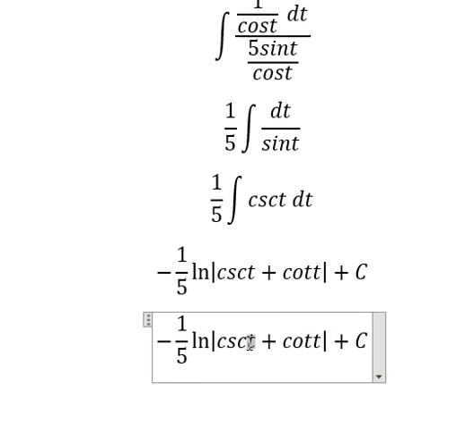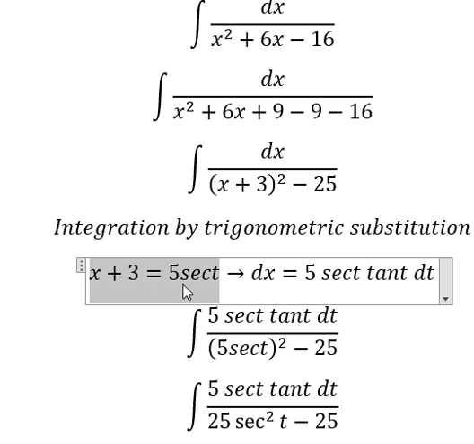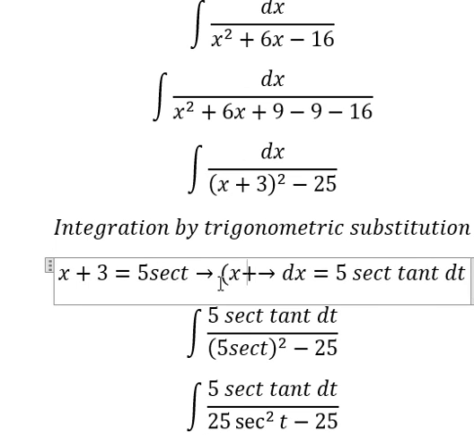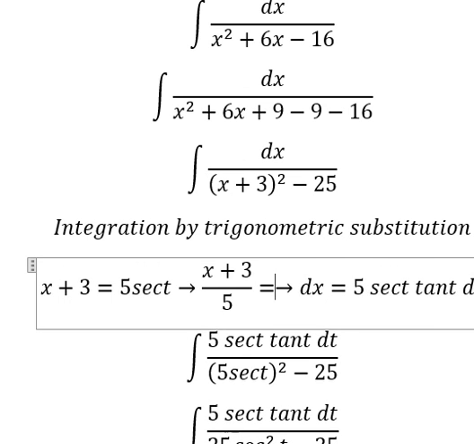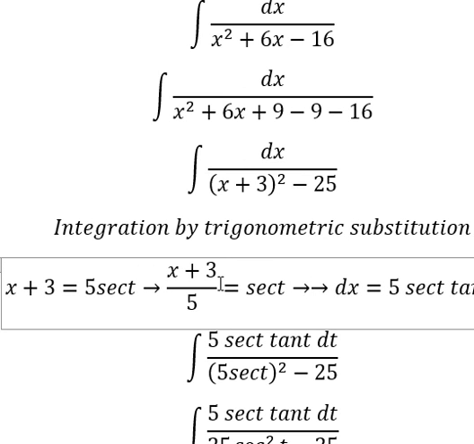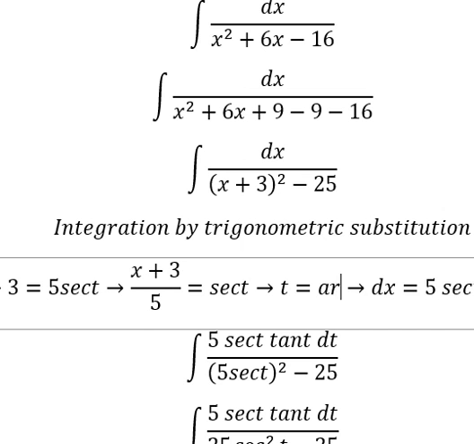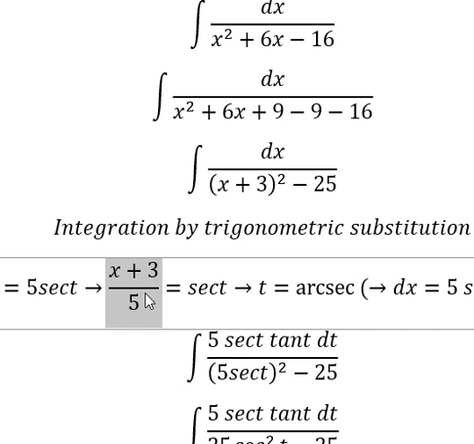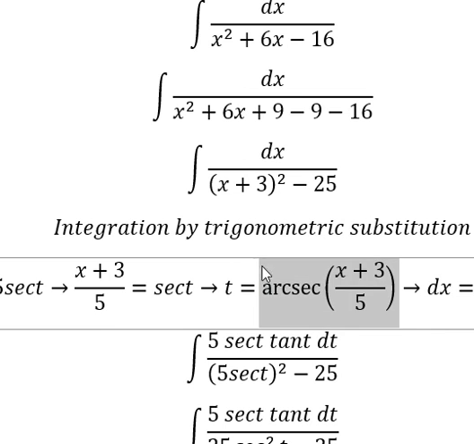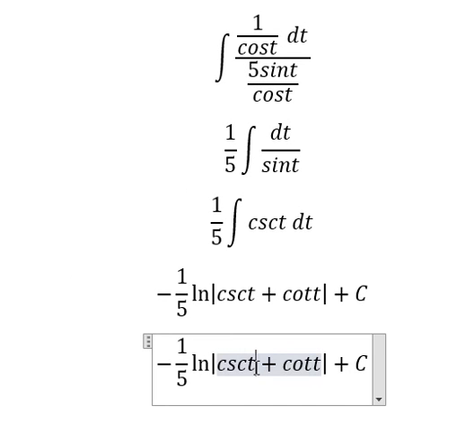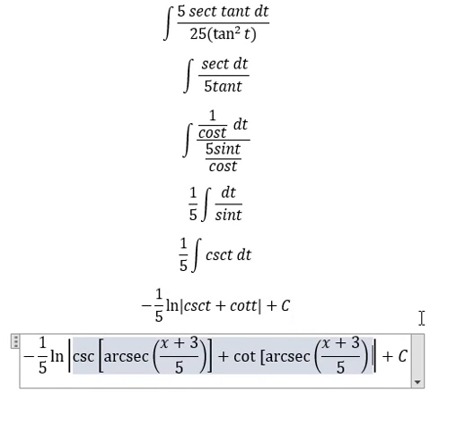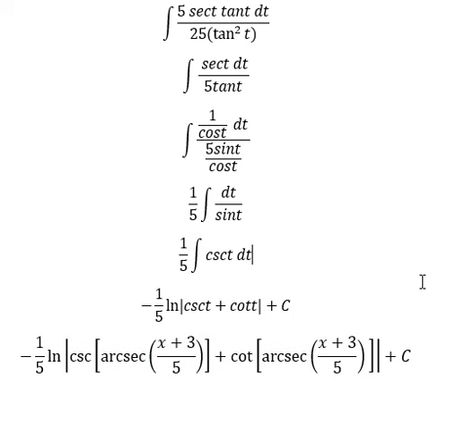About t, it is this one. So we need to divide both sides by number 5. And now we can find the value of t, that is secant of this one. So I will put this one to change for t. And this is the final answer.